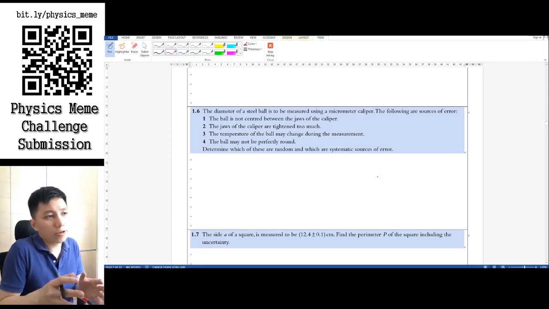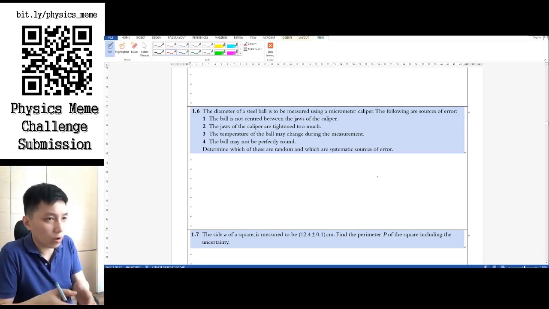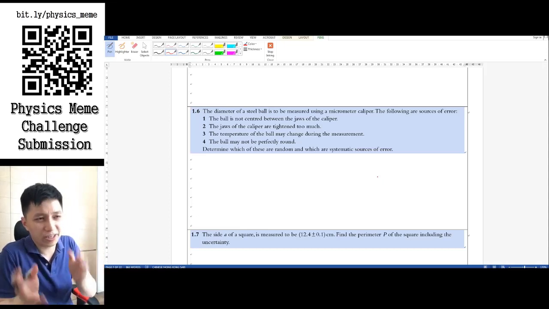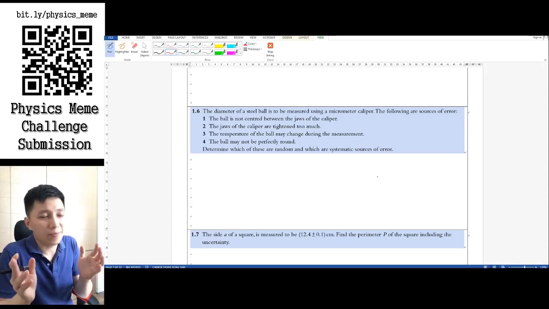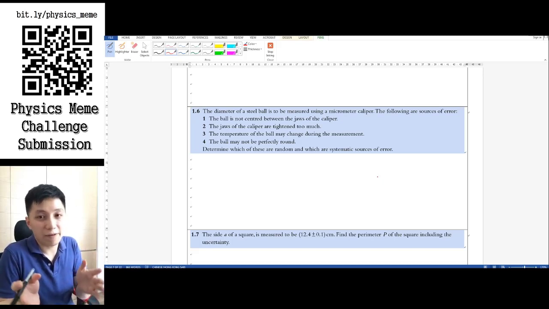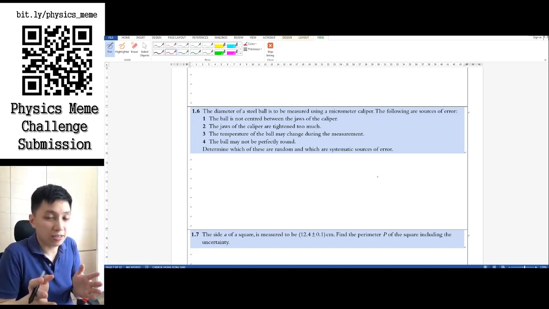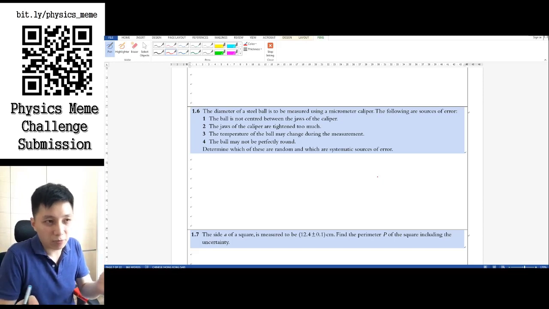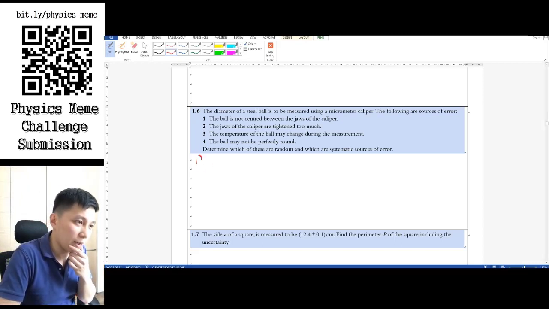Okay, so the question is talking about measuring the diameter with the caliper. I don't know whether they are referring to a micrometer or a Vernier caliper. They are two different things. In case you don't remember what these two things are, I have made videos in IGCSE. I'll put the link in the description. You can go and revisit them. So it doesn't really matter which one you use.